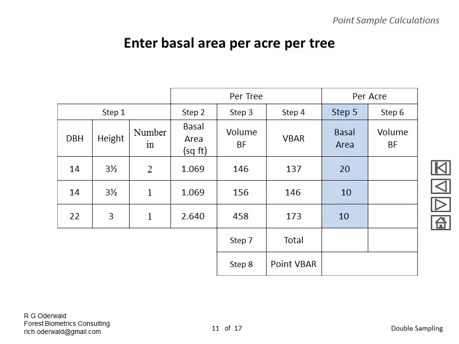There are 2 14-inch 3-log trees for 20 square feet of basal area, and 1 each of 14-inch 3.5 log trees and 22-inch 3-log trees for 10 square feet of basal area for each one.